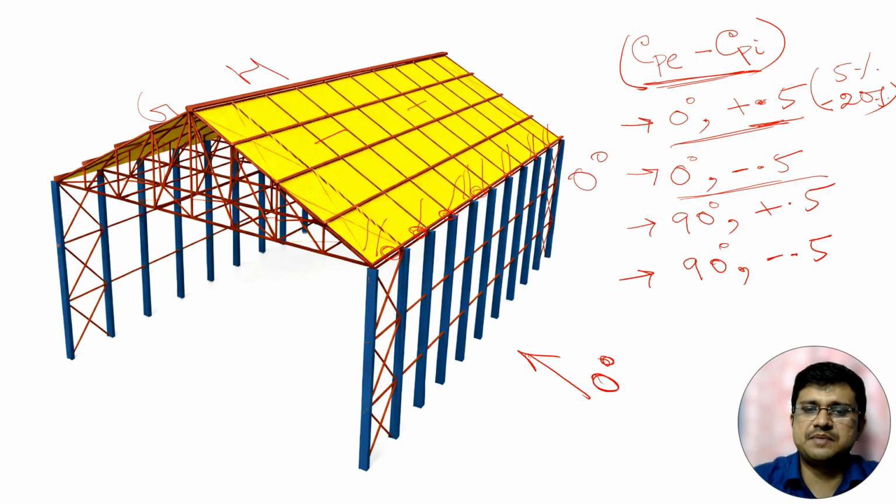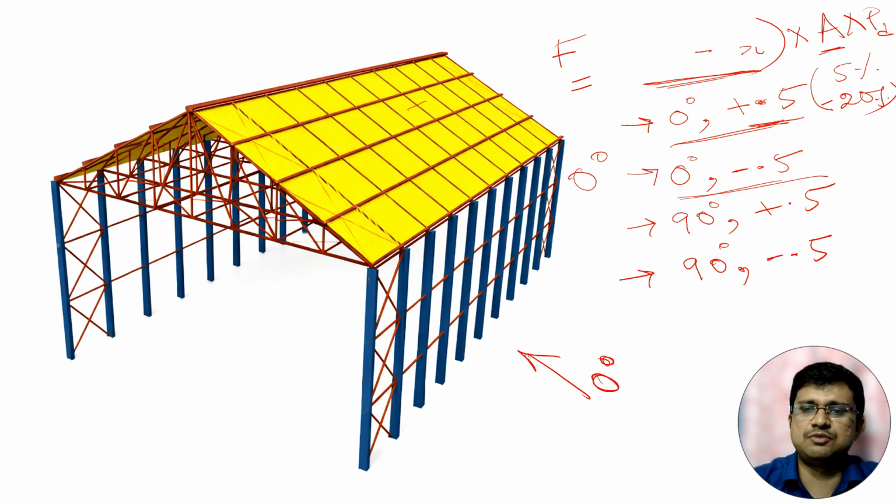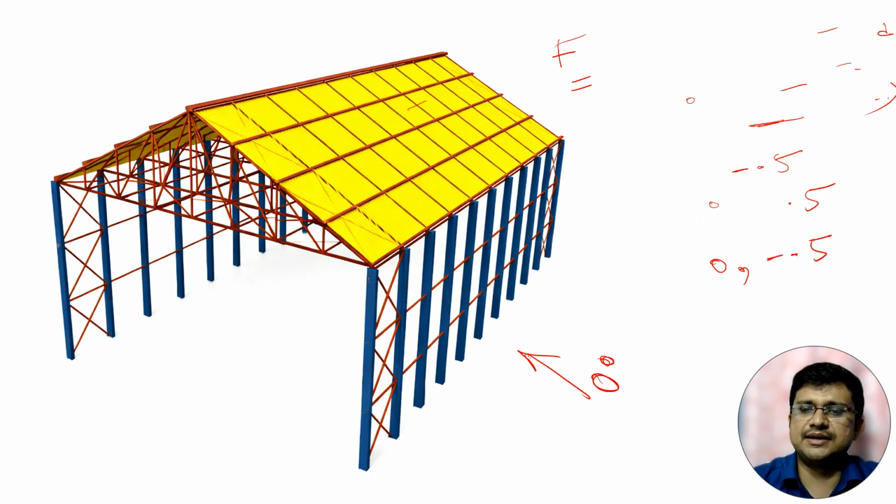So, Cp minus Cpi you already know. Previously, I have discussed that, what is the value of Cp minus Cpi. Now, wind force is actually Cp minus Cpi into area into PD. Area is actually the tributary area. If we multiply by tributary area, we will get the total force, how much force is coming. But if we are designing one purlin, now when we design purlin, at that time area is not very important.